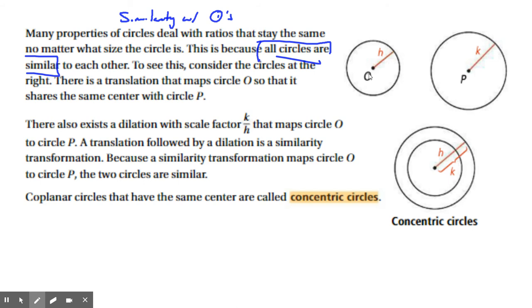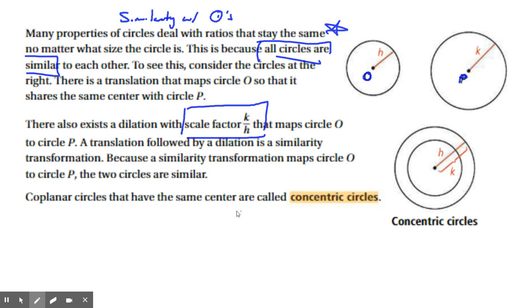So say we have these two circles, circle O and circle P. To find their scale factor, we just compare their radii. The scale factor here would be K over H. That would be how we get from O to P, K over H, because that'd be a bigger number since K is longer. Remember, you can think of scale factors as reciprocals, so you could also think of H over K, depending on what order you want to go. All right, so again, all circles are similar.